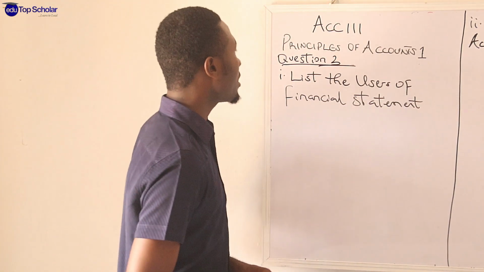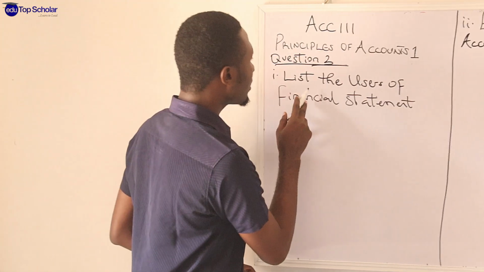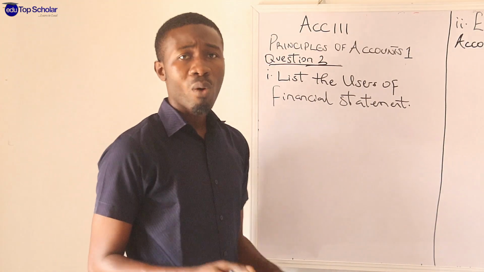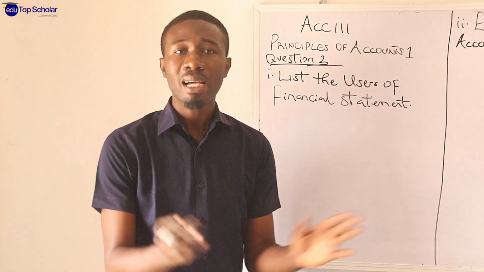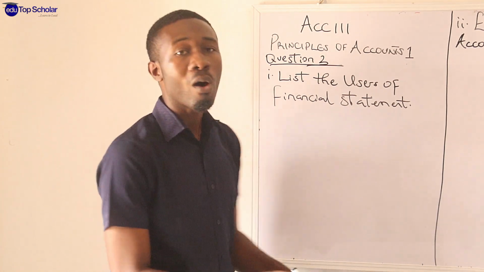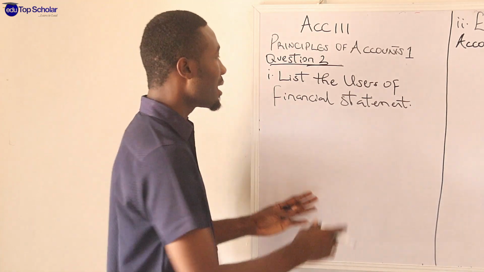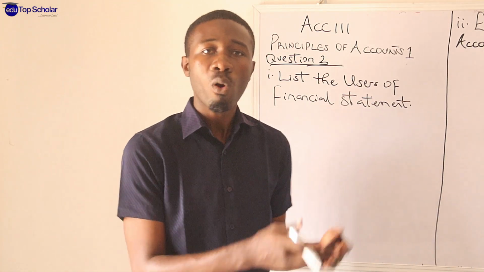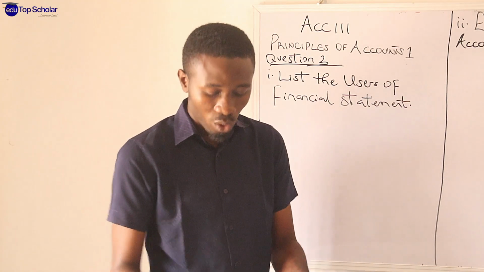So the next question is number 3, and the first part says: list the users of financial statements. Number 1, you need to understand what financial statements are. Financial statements are the final accounts of a business, or an entity. So who are those people that need the accounts prepared by a business organization or an entity? Who are those people that need it for a particular purpose or the other?